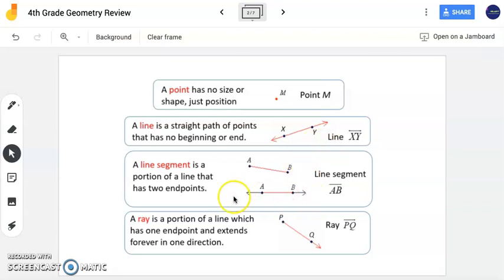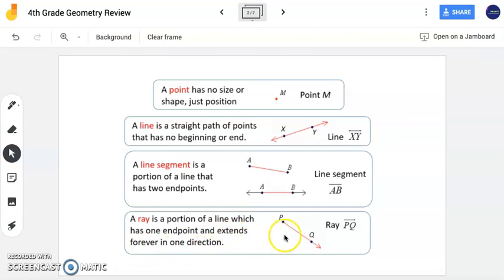Again, a line has arrows on both the start and end because those arrows represent that it goes on and on forever in both directions, while a line segment has an exact start and end. That's why it starts and ends with a point instead of an arrow.